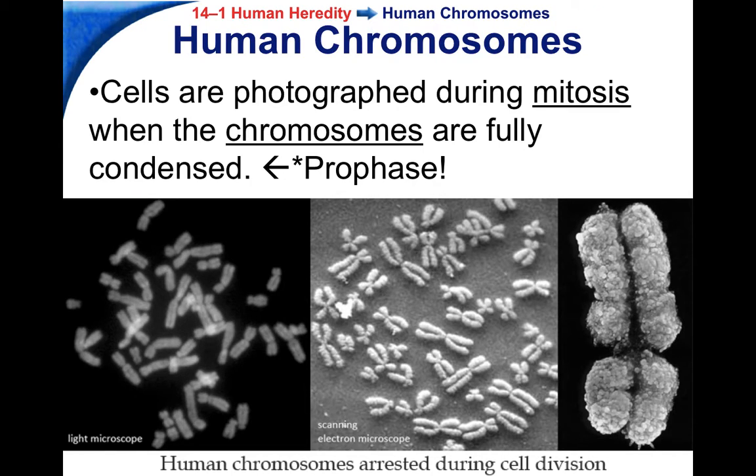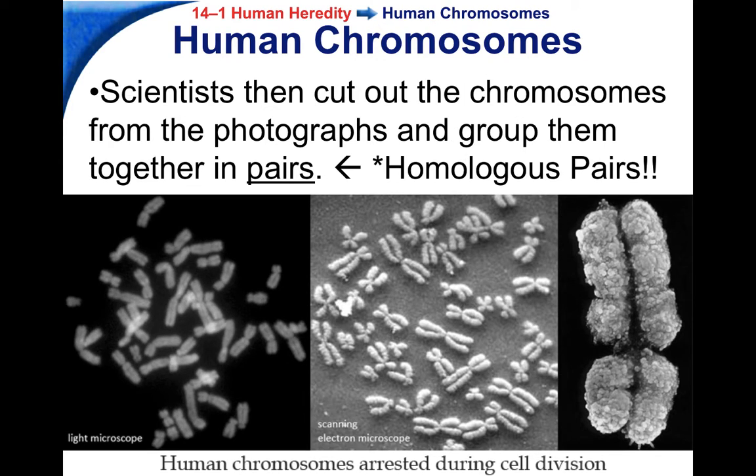Okay, so if you guys remember earlier in the year when we talked about mitosis and meiosis, the first stage of mitosis was prophase. And during prophase, the chromatin coiled up into fully functional chromosomes. During mitosis, and only during mitosis, or meiosis I should say, scientists can take a picture of the chromosomes and they look like the picture at the bottom of the slide.